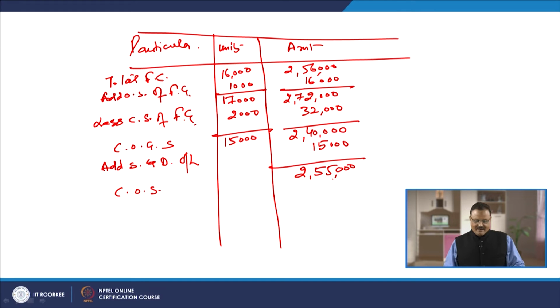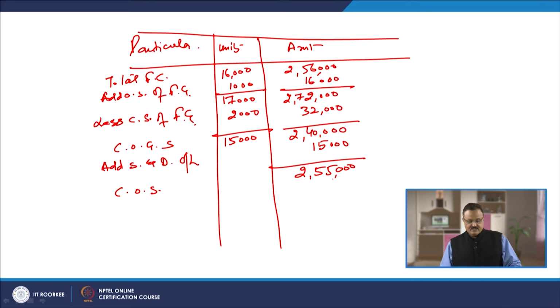First we calculated the prime cost, then we calculated the factory cost. Factory cost in this case was 256,000, and when we adjusted the opening and closing stock of the finished goods, the final cost of the production or the cost of the goods to be sold was 240,000 rupees, and the units going to the market are 15,000, right?